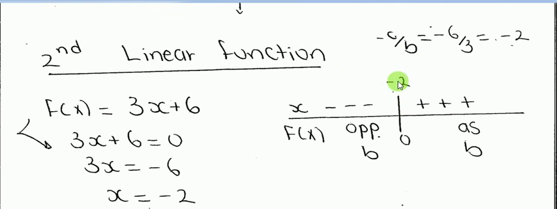Another method: negative c over b. What's the meaning of c? 6. And what's b? 3. So negative c over b is negative 6 over 3, which will be negative 2. So this is the value of x which makes y equal 0. So x equals negative 2 will make y equal 0. And at the right, the sign will be as b. So b is positive 3. So at the right of negative 2, y is as b, which means y is positive. And at the left, y is negative.